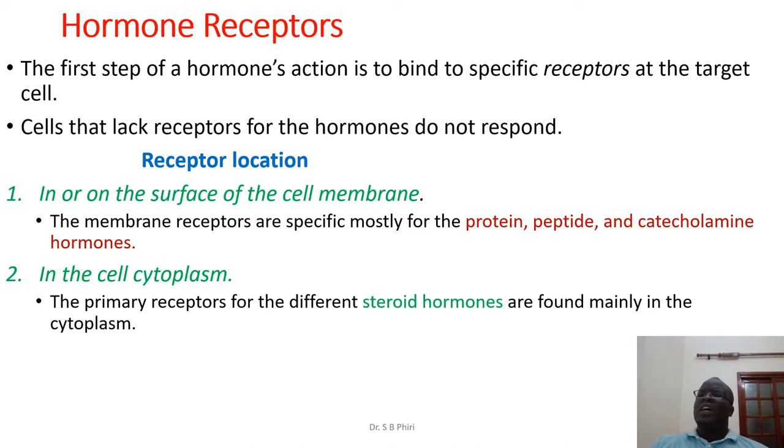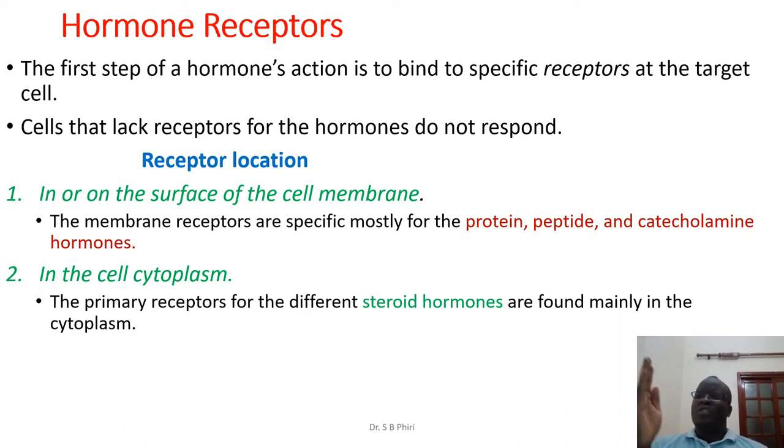To be transported in the first place, since it's fat soluble, it can't dissolve in plasma. It needs to bind to plasma proteins and then be transported to the target cells. Once it gets to the target cell, it will be able to cross the phospholipid bilayer and bind to receptors found in the cytoplasm.